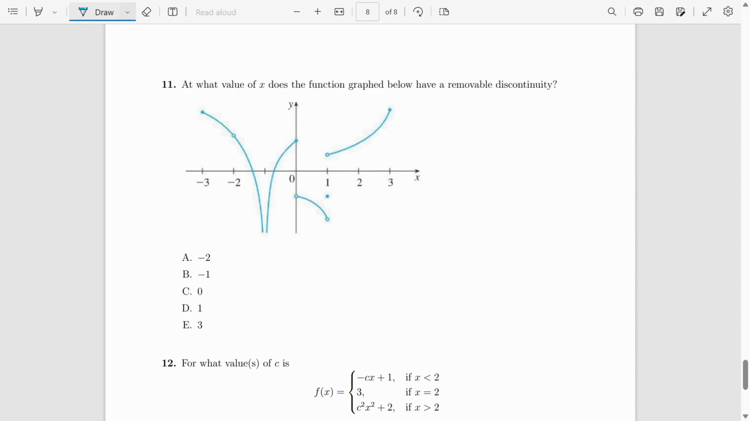All right, number 11, we're almost done here. At what value of x does this function have a removable discontinuity? All right, easy. So remember, a discontinuity is just whenever it's discontinuous, which is the opposite of continuous.